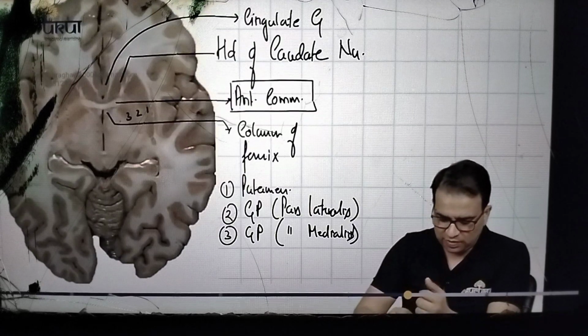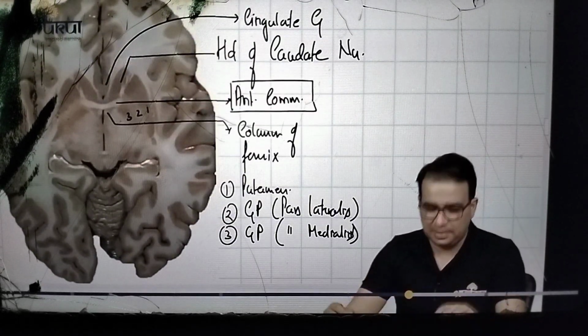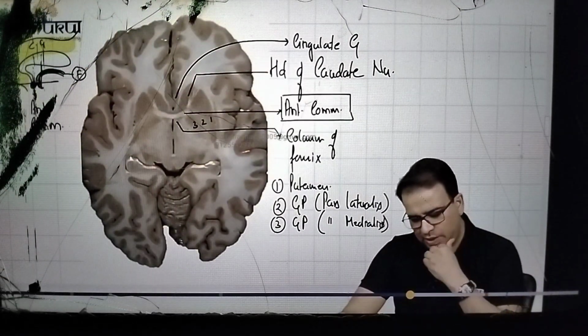This is one of the things in this section which I always believe is important, and they ask this question also as an image-based question, that is anterior commissure connecting the amygdala. So guys, this is about the transverse section. I hope you should be able to identify at least all the major structures in these transverse sections.